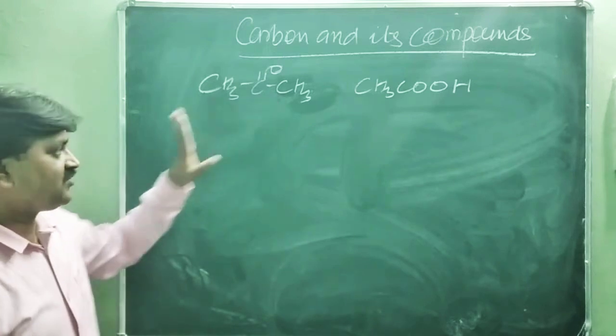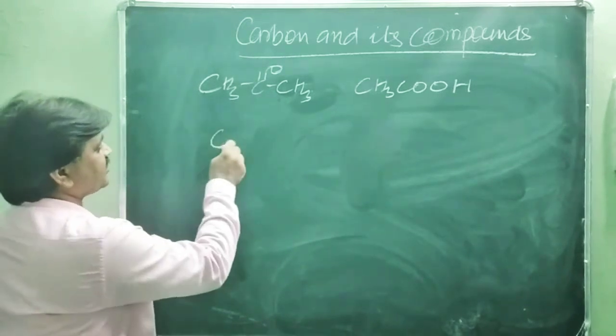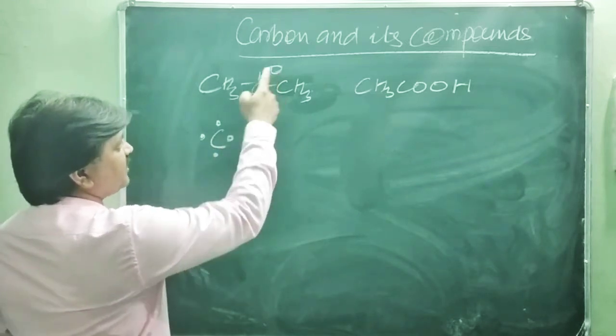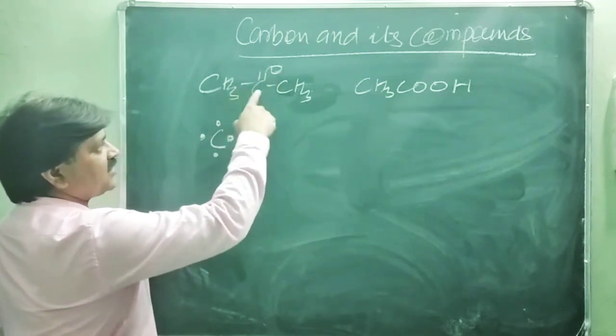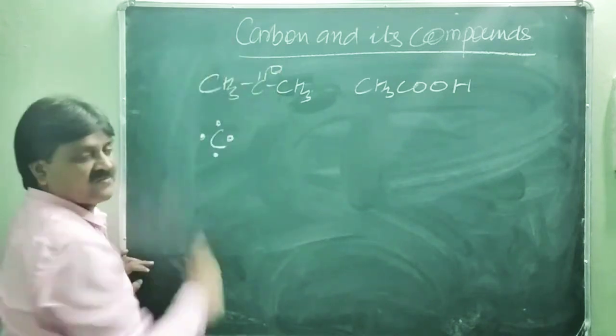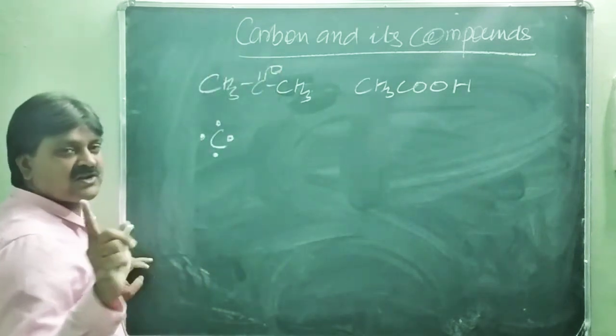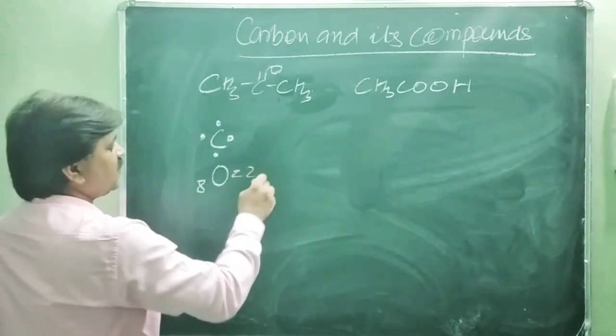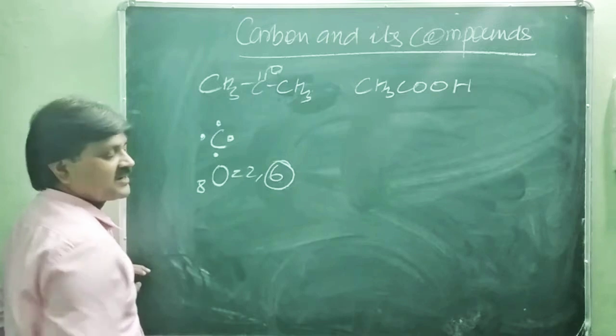How do you write? First you write the electronic dot structure. Carbon has 4 electrons, 1, 2, 3, 4. First you find out that there are 3 different atoms: carbon, hydrogen and oxygen. So write the electronic dot structure of each element. Oxygen, its atomic number is 8. This is 2 and 6. So this is the valence electron.